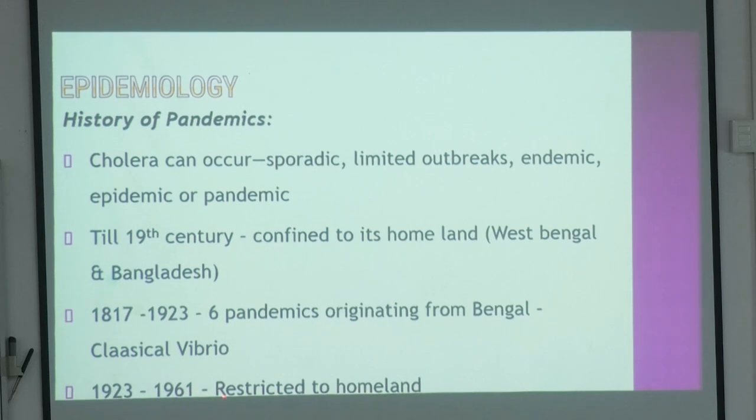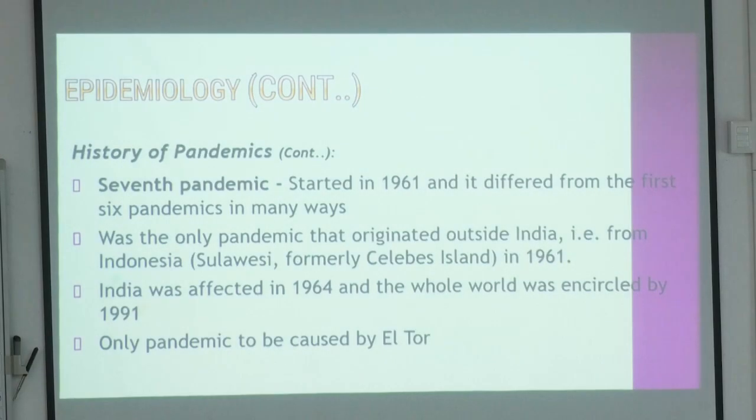From 1923 to 1961 it was restricted to its homeland, meaning only West Bengal and Bangladesh. Then the seventh pandemic started in 1961. It differed from the first six pandemics in many ways. It was the only pandemic that originated outside India, from Indonesia in 1961. India was affected in 1964. The whole world was encircled by 1991. It was the only pandemic caused by El Tor.